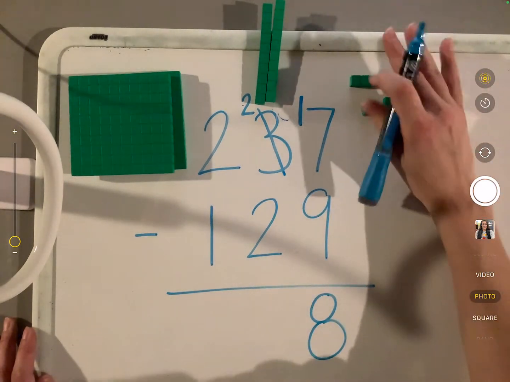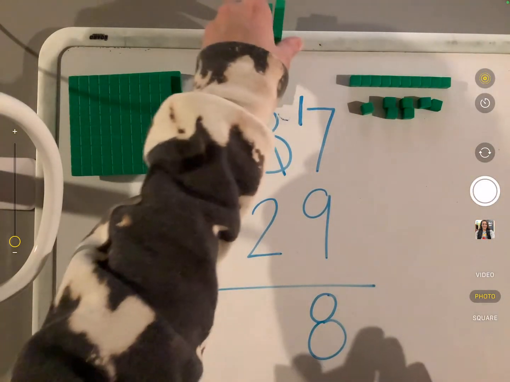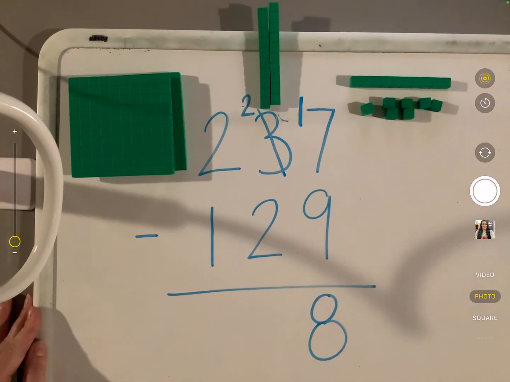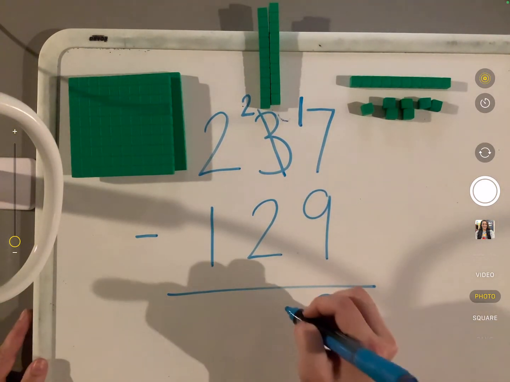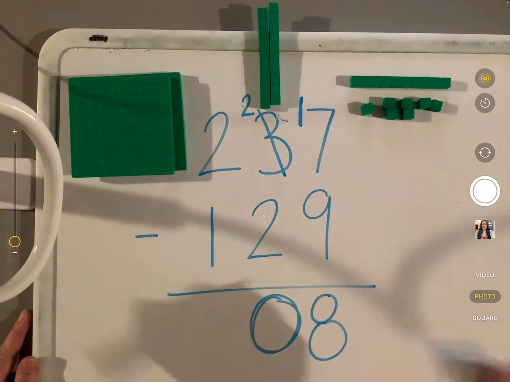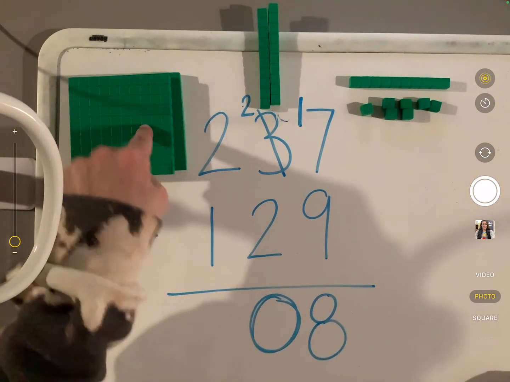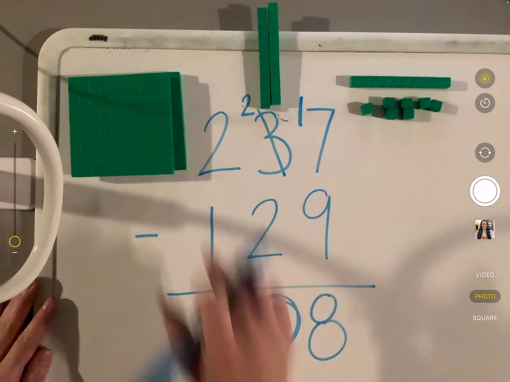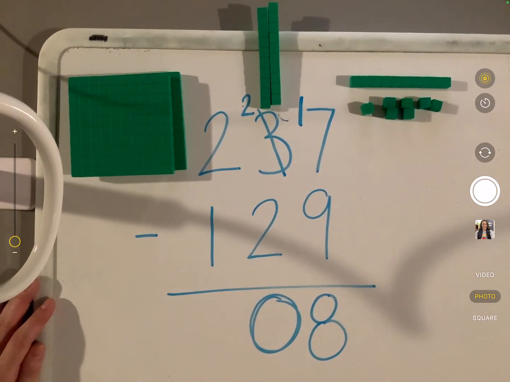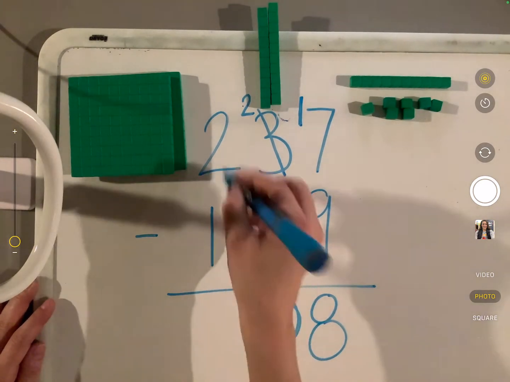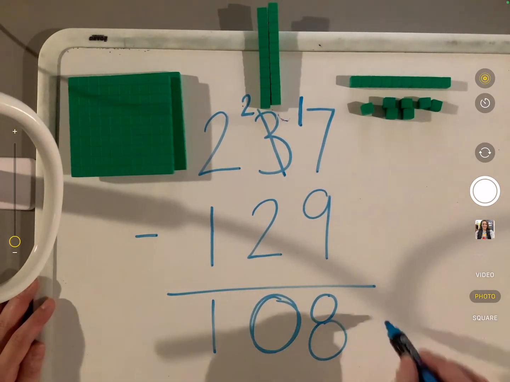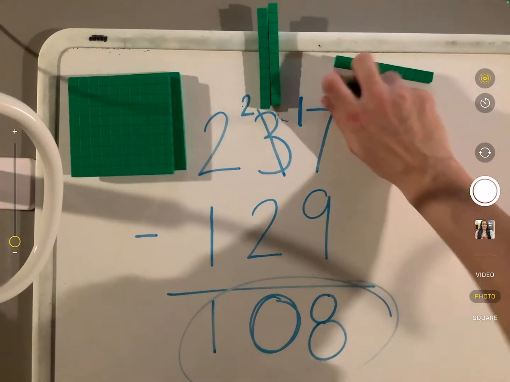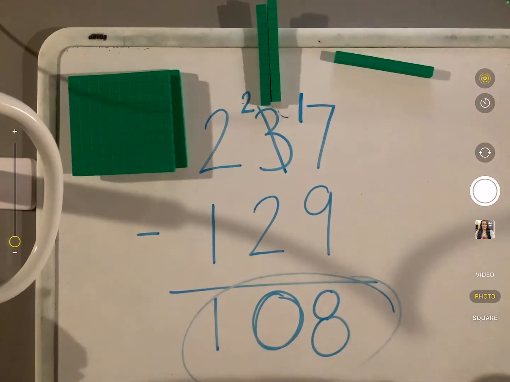Okay, so now we have our ones place taken care of. Okay, now we need to take 2 away from 2. Can we do that? Of course we can do that. We get 0, right? Okay, now we need to take 200 away from 100, or 2 away from 1, or 1 away from 2. Can we do that? Yes, we can. So 2 minus 1 is 1. Then you get 108, and you circle it, right? Okay. Let's try one more.